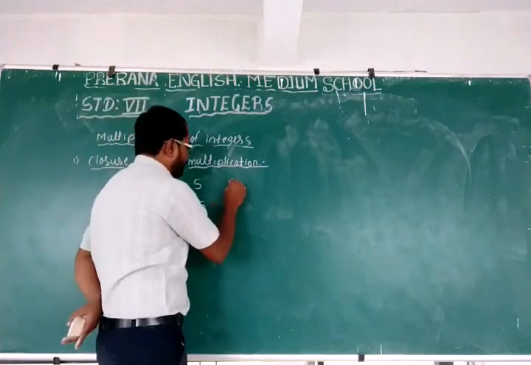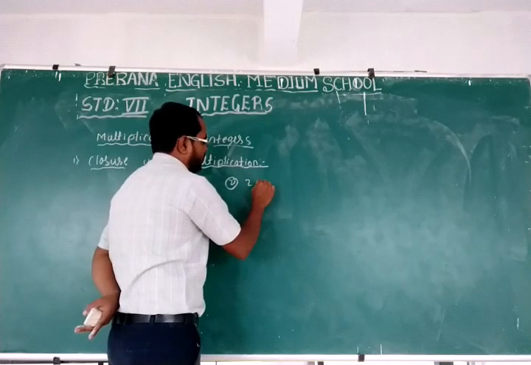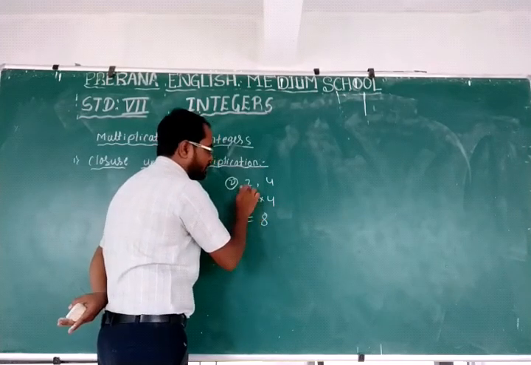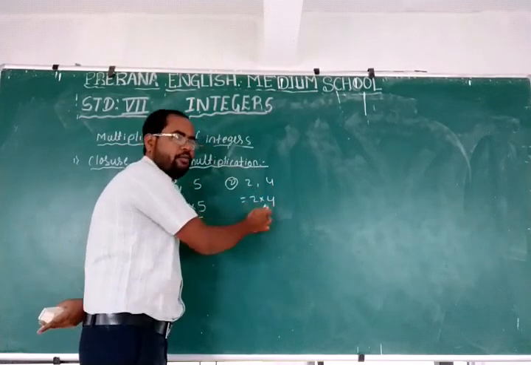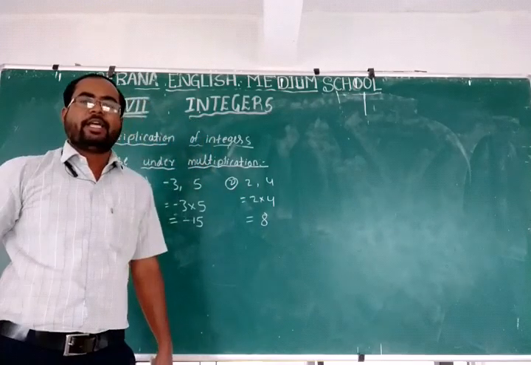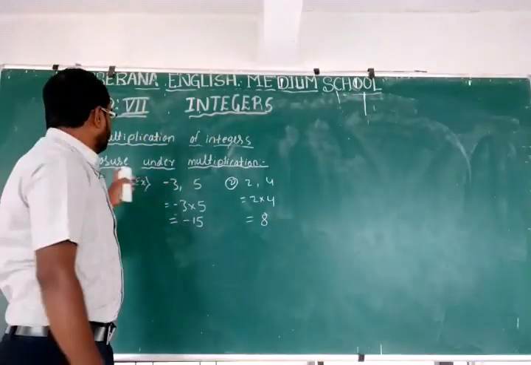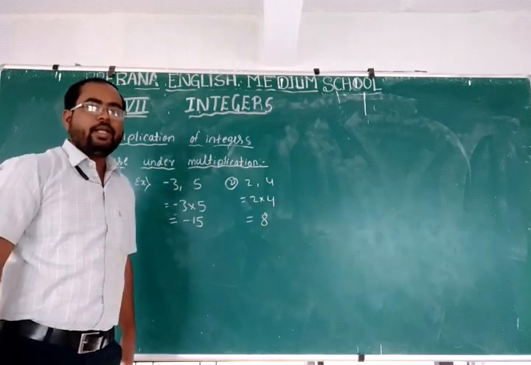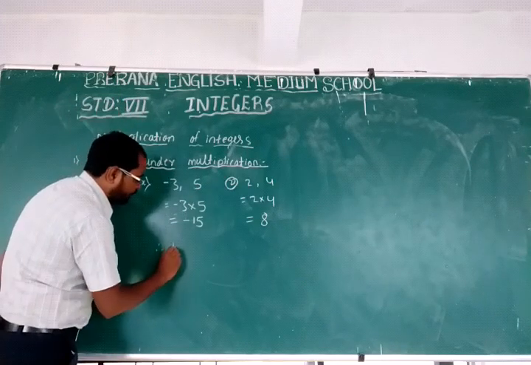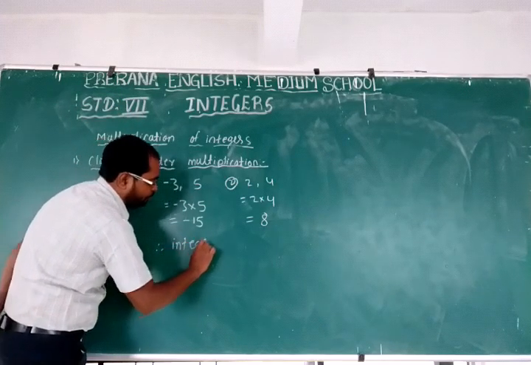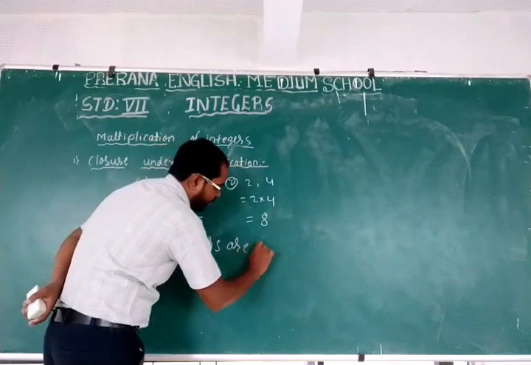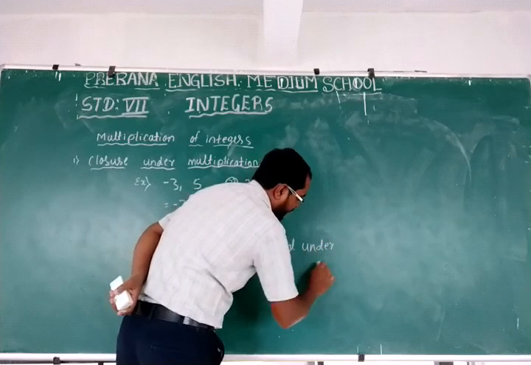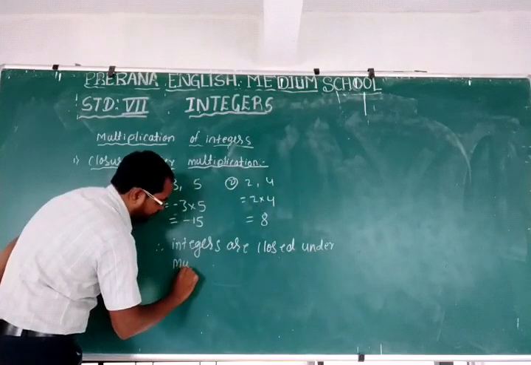If you want to take one more example, if it is 2 and 4, so 2 into 4 is equal to 8. Here 2 is also an integer, 4 is also an integer. 2 into 4, 8. The product you got is an integer. That means multiplication is closed. Therefore, integers are closed under multiplication.